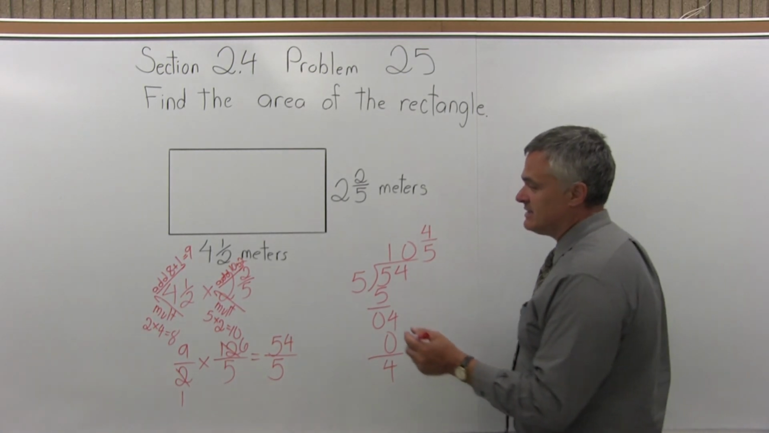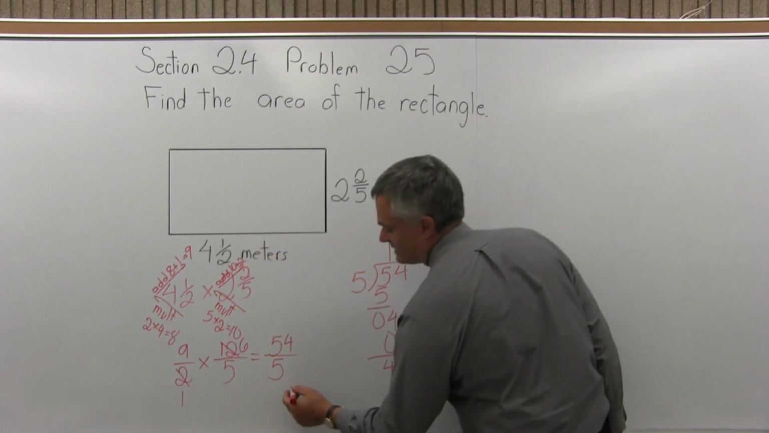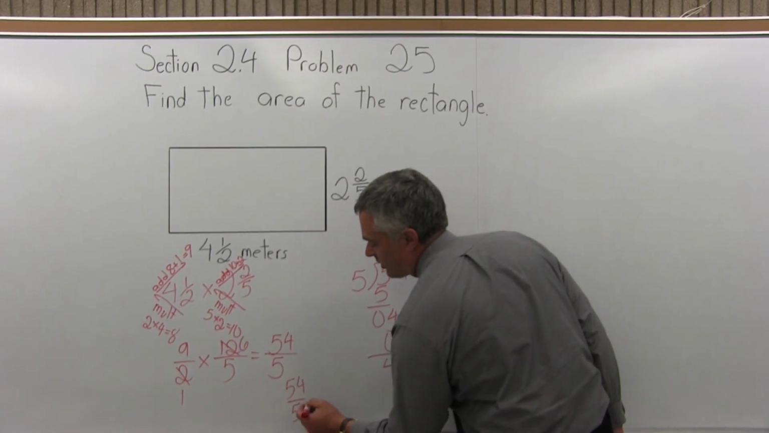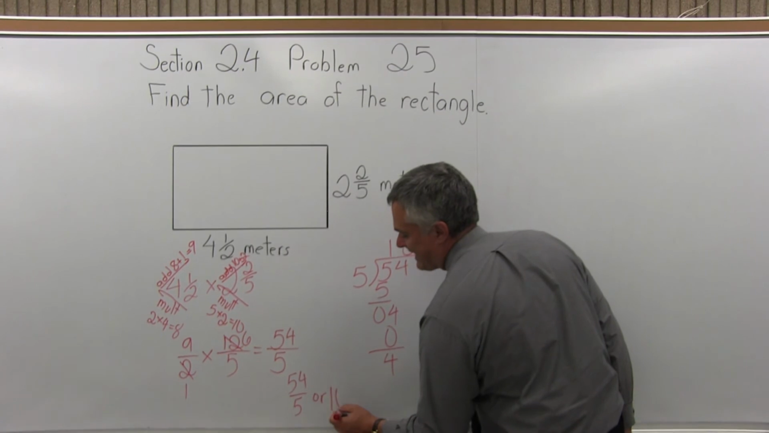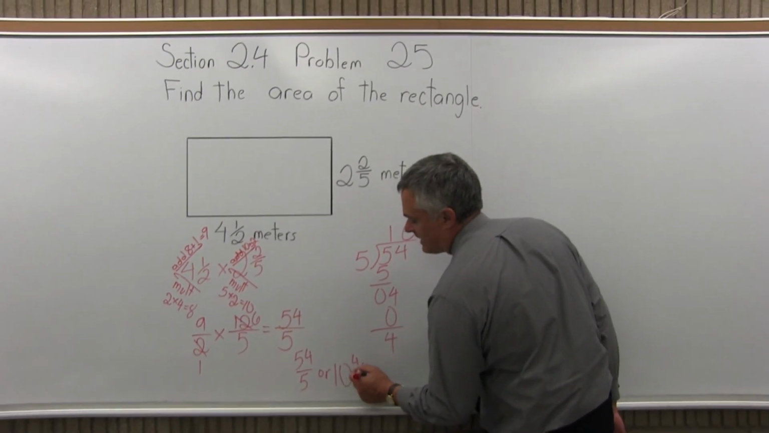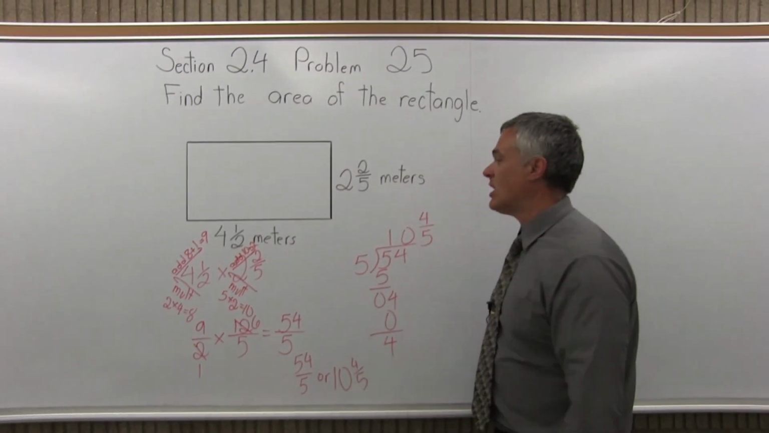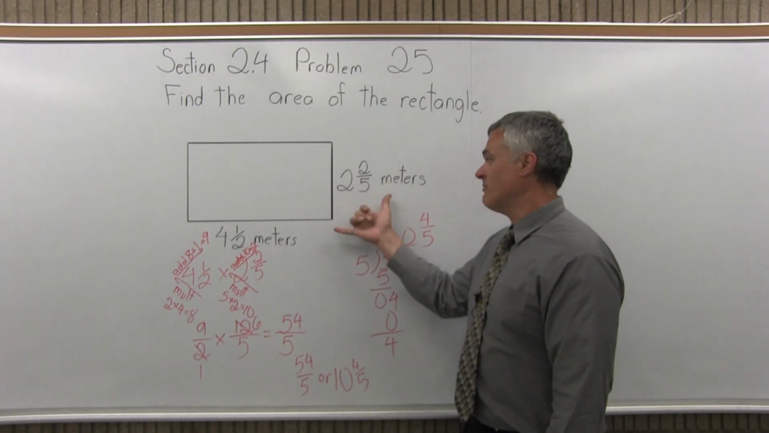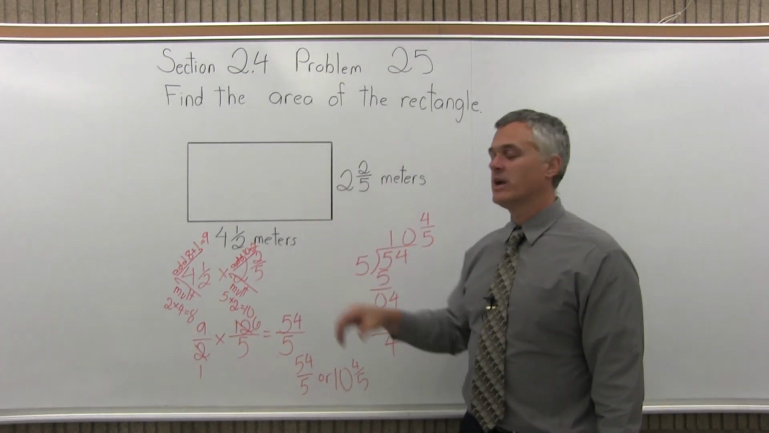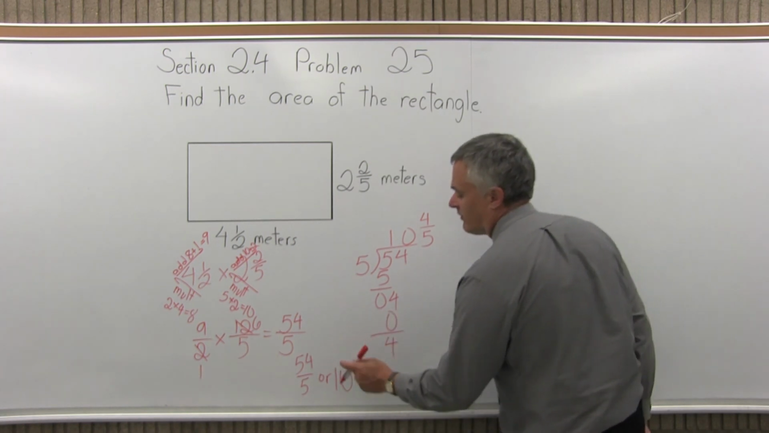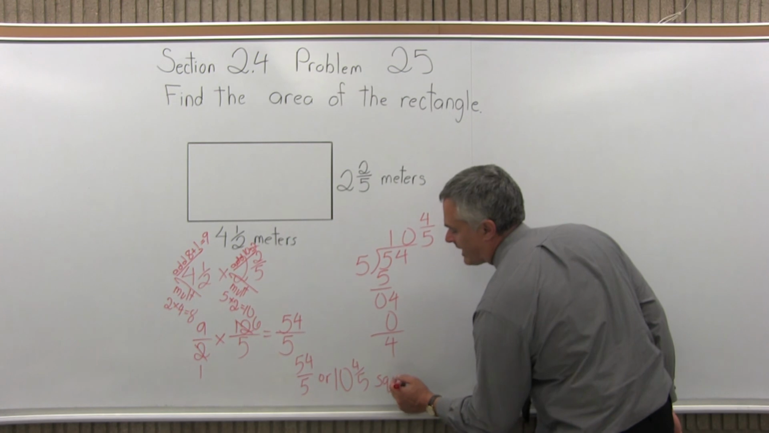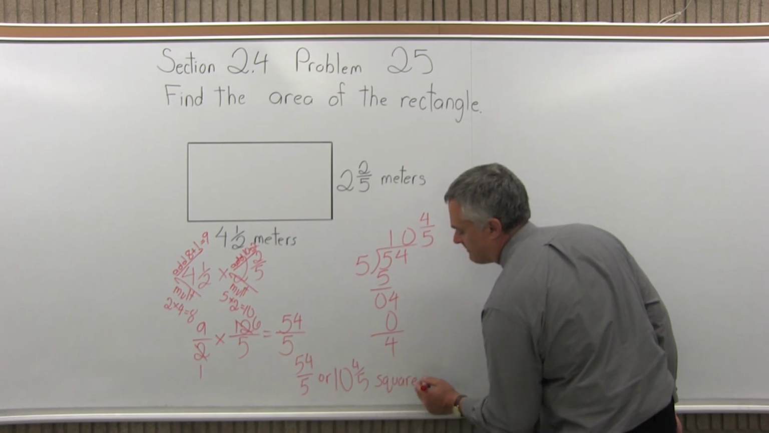So the area can either be written as 54/5, or if you prefer, 10 4/5. And again, because this is an application problem and units of measure are given, we should keep those units. And it's not meters, because this area is square meters. So it's 54/5 or 10 4/5 square meters.